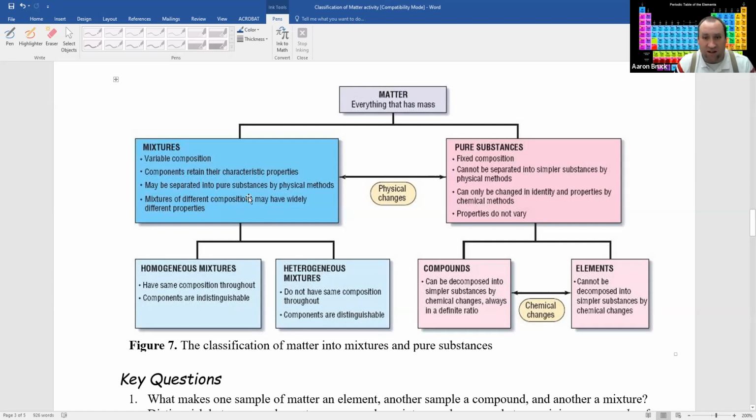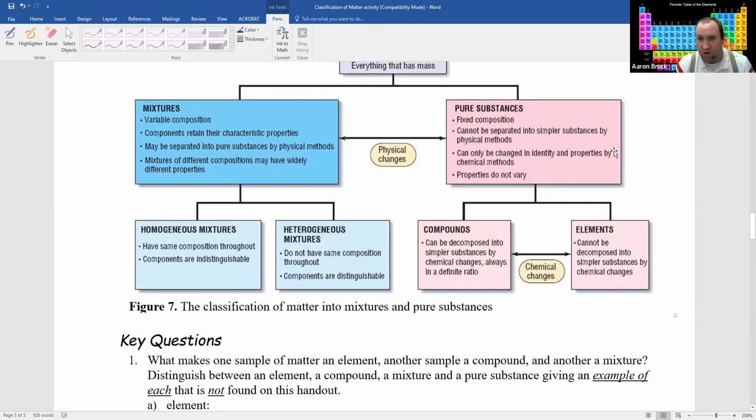What's interesting about this as well is that if I have physical processes, I can take the mixtures and convert them into pure substances. So, take for example again that salt water. If I go through the physical change of boiling off the water, I would be left with two pure substances at the end. The water that I separated, which has a fixed ratio, 2 hydrogens to 1 oxygen, and the salt, sodium chloride, which has a fixed ratio of 1 sodium to 1 chlorine.